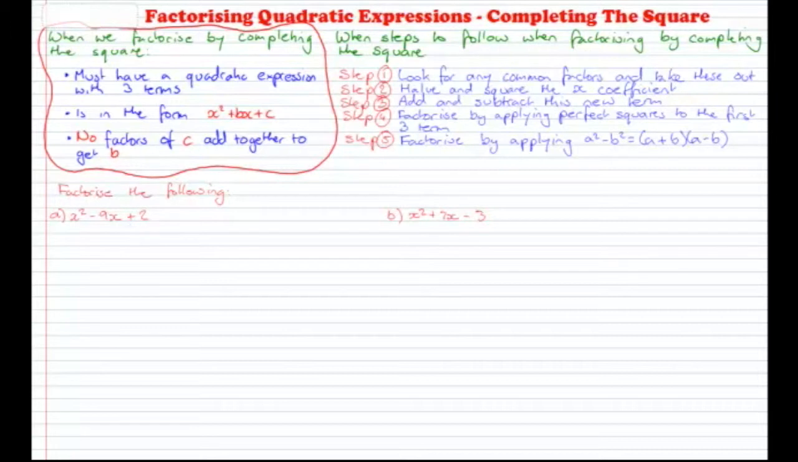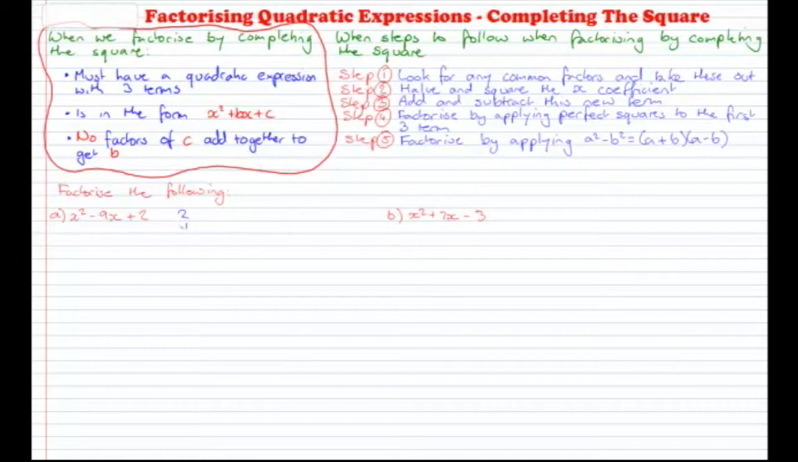Well, first of all, does it have three terms? Well, 1, 2, 3. Yes, it does. Is it in the form x squared plus bx plus c? That is, there's no value of a. Alright, well yes, it is in the form x squared plus bx plus c. That is, there's no value a at the front. And of course, are there any factors of c that add together to get b? Well, let's have a look at the factors of c. That's going to be 2 and 1.